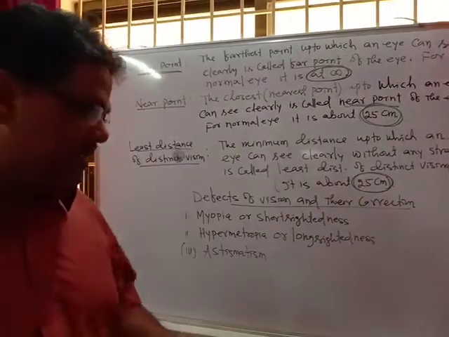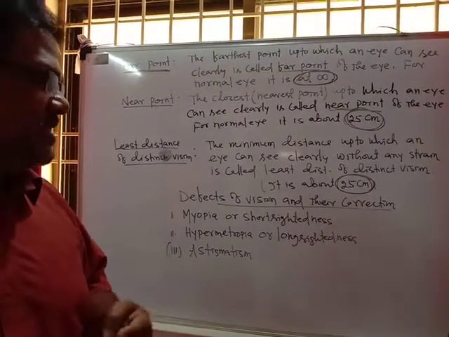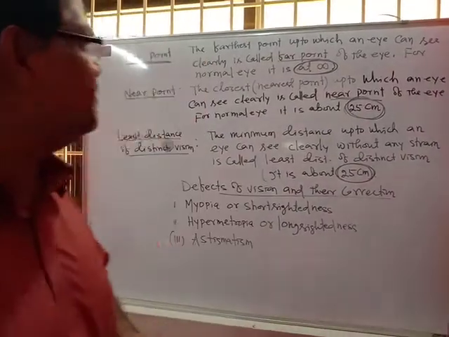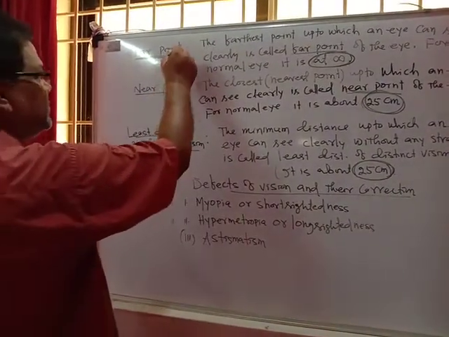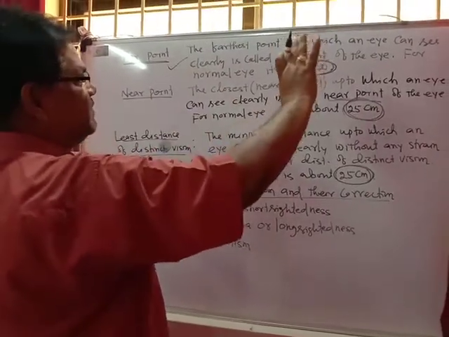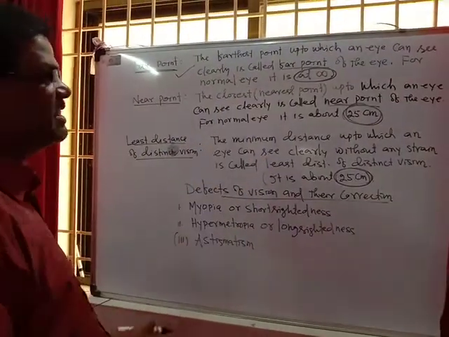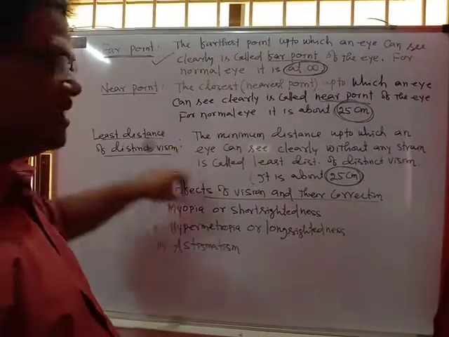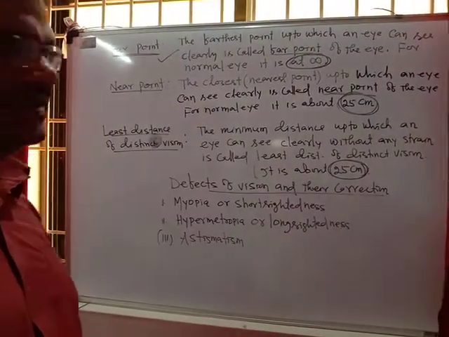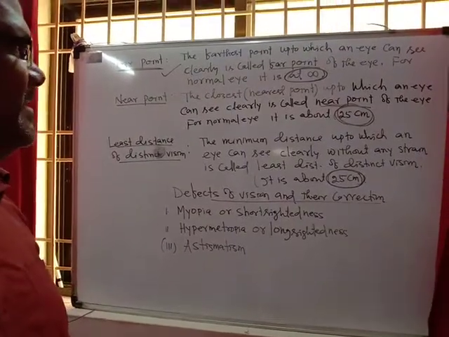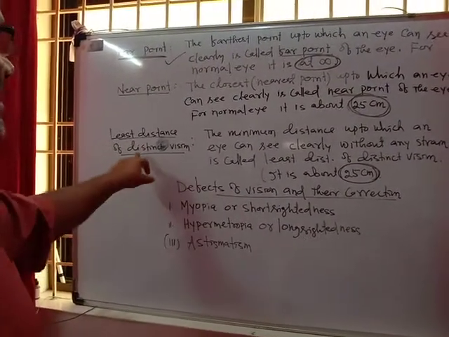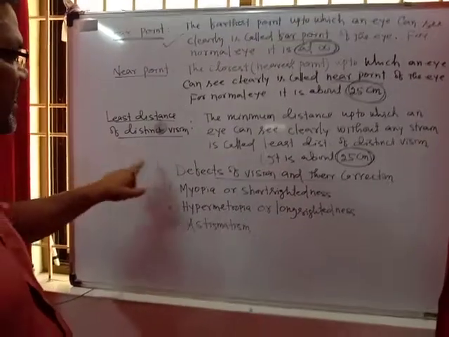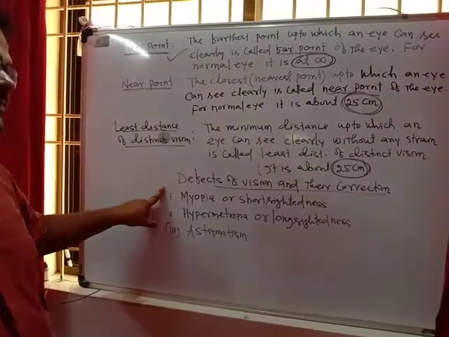If the age increases gradually, this near point or least distance of distinct vision may change. So it is clear: the far point is the distant or farthest point which can be seen clearly; the near point is the nearer point which can be seen clearly by the eye; and then the least distance of distinct vision. By knowing all these three clearly, we can come to the defects of vision and their correction.